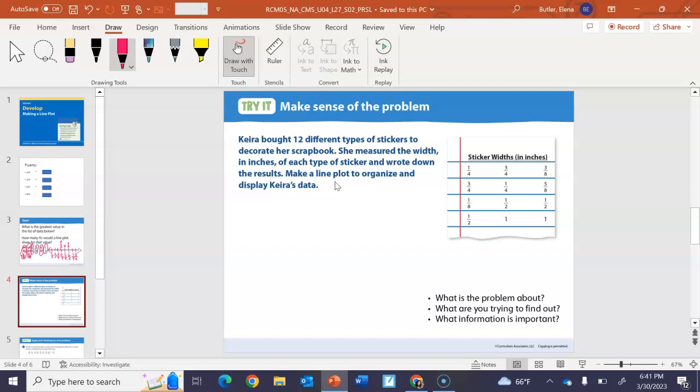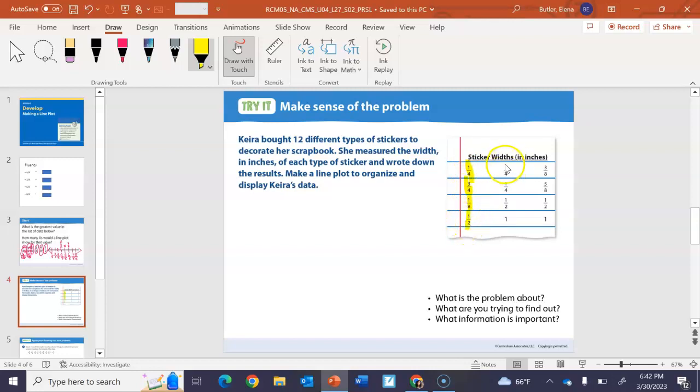So Kiara bought 12 different types of stickers to decorate her scrapbook. She measured the width in inches of each type of sticker and wrote down the results. Make a line plot to organize and display Kiara's data. So Kiara is measuring some stickers, and she's measuring those in inches, and she wrote the width of each of these stickers right here. So I'm going to highlight those for you.